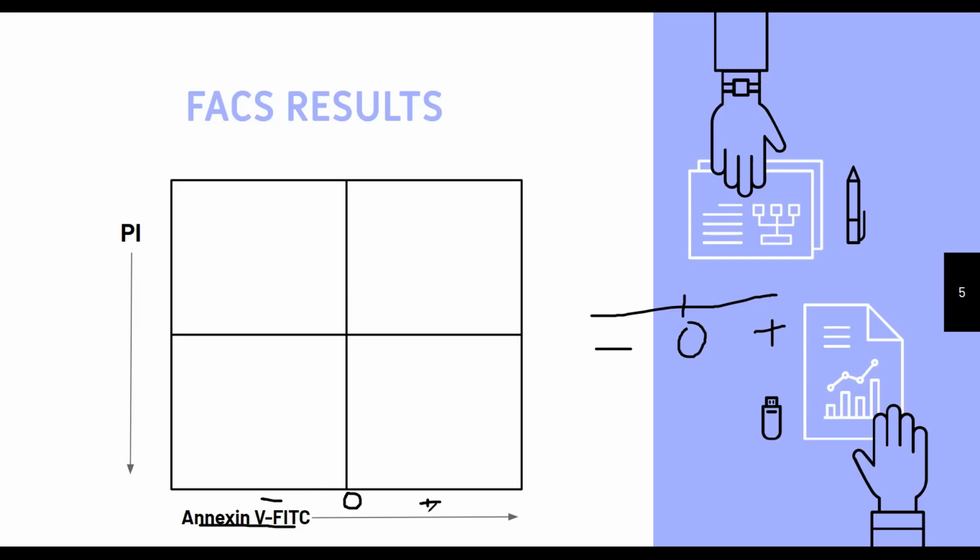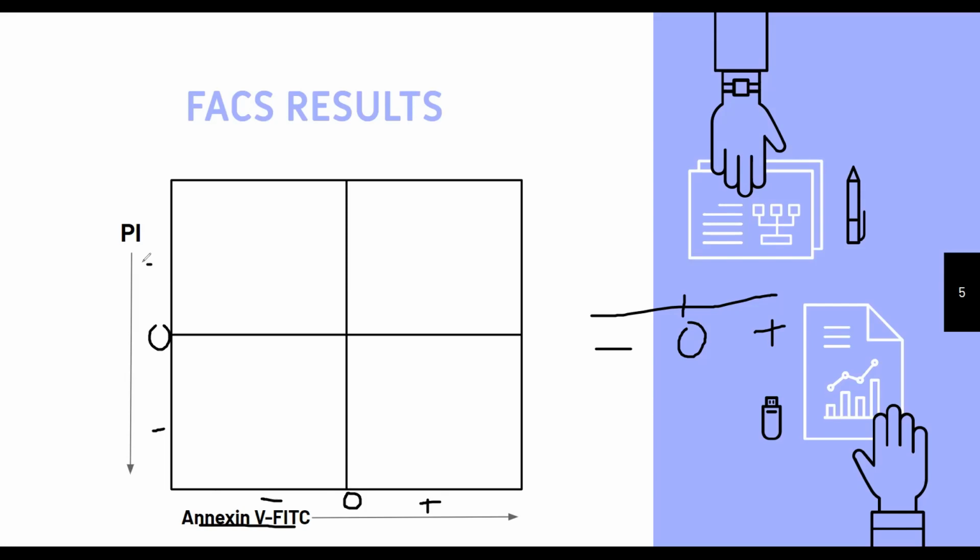But what negative am I talking about? These cells in this box will be annexin V negative. That is, they don't stain with annexin. Similar for propidium iodide. If this is your 0, the bottom is negative and the top part is positive.